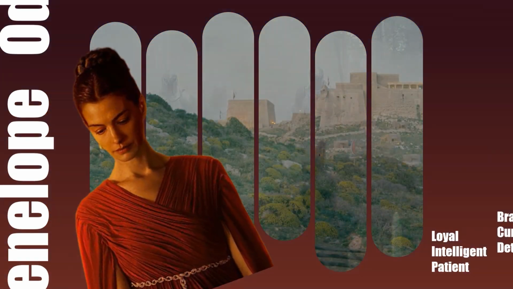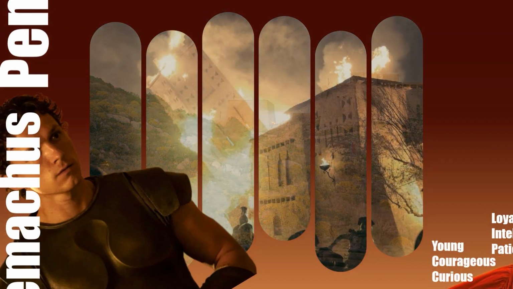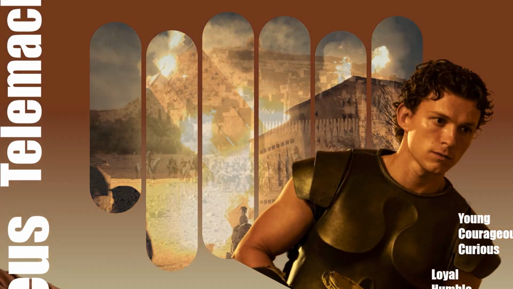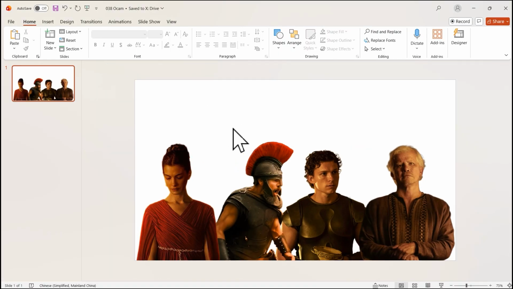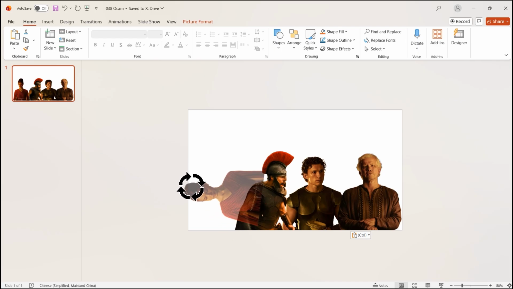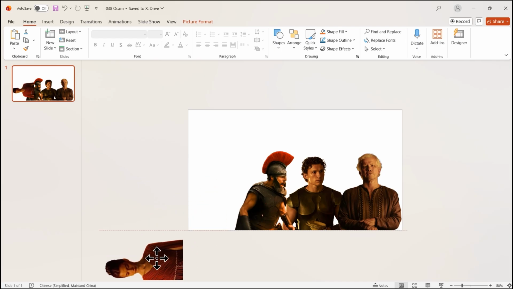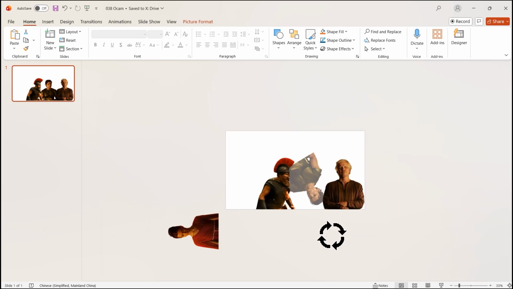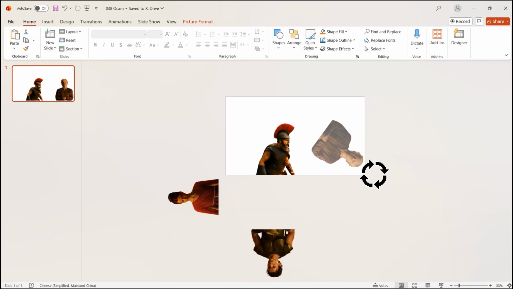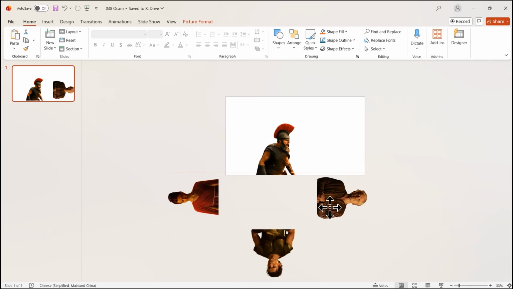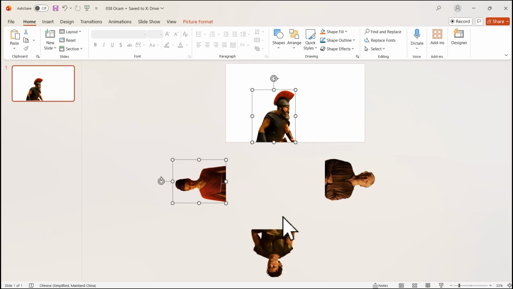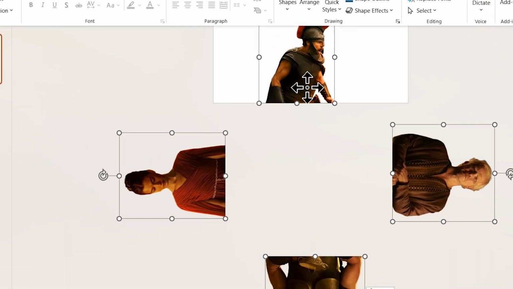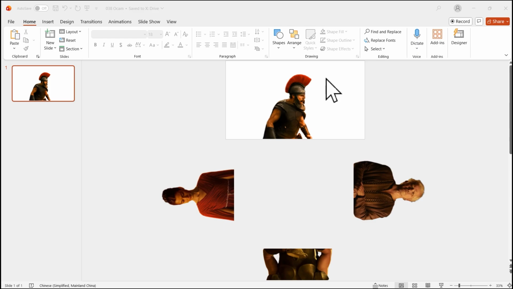Want to create this cinematic character intro in PowerPoint? First, add 4 character images. Rotate them and arrange them like this. Then group them all together.